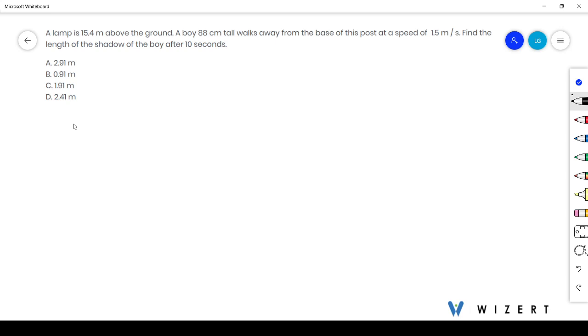Let the boy of a height be at point D. Suppose this is the boy of a height 88 centimeter. Convert this into meter. That is 0.88, and it is in meter.